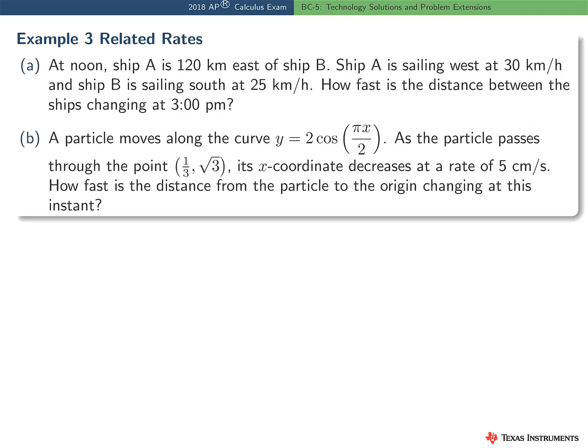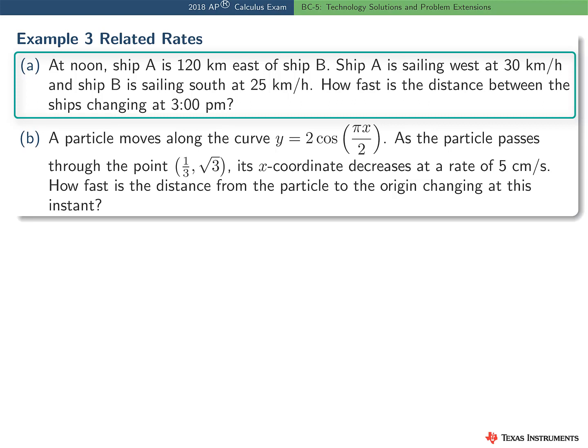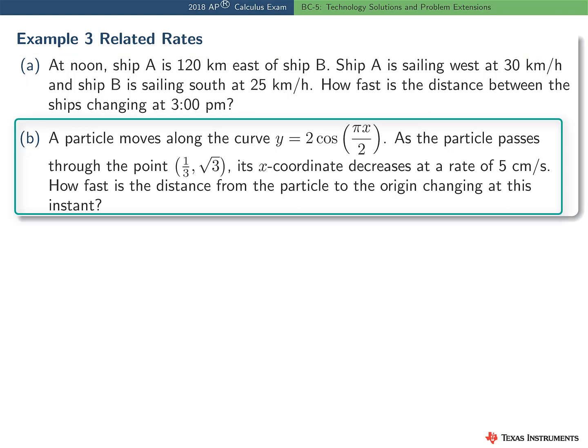Since Part C involved related rates, here's a final example involving some other related rates problems. Part A involves the distance between two ships, and Part B involves a particle moving along a curve and the distance from the origin.